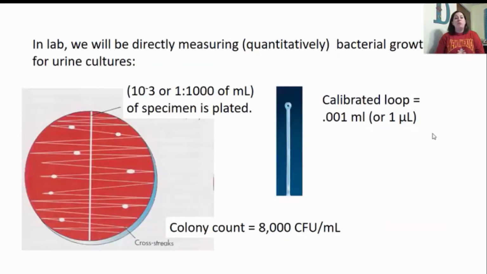In the lab, you will be directly measuring and quantifying bacterial growth for urine cultures. So when you get to the lab where you're going to look at urine cultures, this is what they look at. So you look here that it's 10 to the negative 3, or a 1 to 1,000 of a milliliter of this specimen plated. Again, you count how many are there and multiply by 1,000. A lot of times they'll do this using a calibrated loop so that you know exactly how much fluid that loop picks up. So when we look here, if you count the colonies, there are 8 of them. You do 8 times 1,000, so it's 8,000 colony forming units per milliliter.